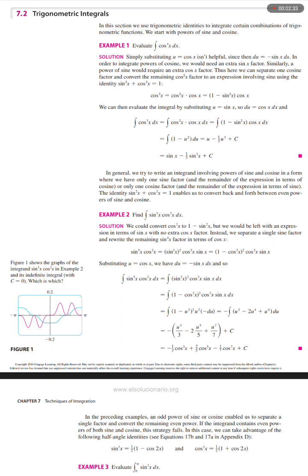In general, we try to write an integrand involving powers of sine and cosine in a form where we have only one sine factor and the remainder of the expression in terms of cosine, or only one cosine factor and the remainder of the expression in terms of sine. The identity sine squared x plus cosine squared x equals 1 enables us to convert back and forth between even powers of sine and cosine.